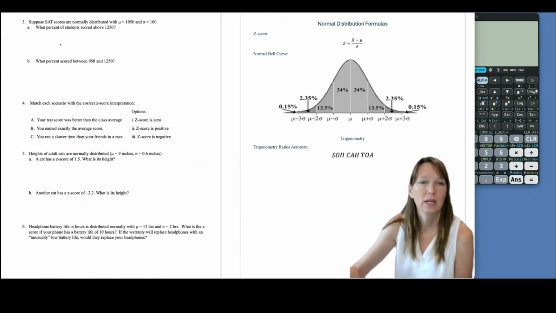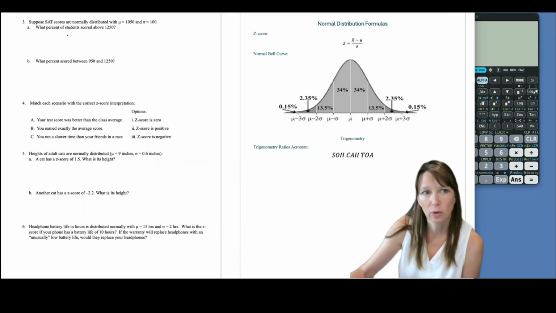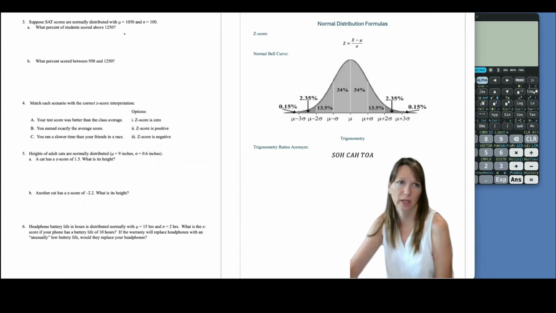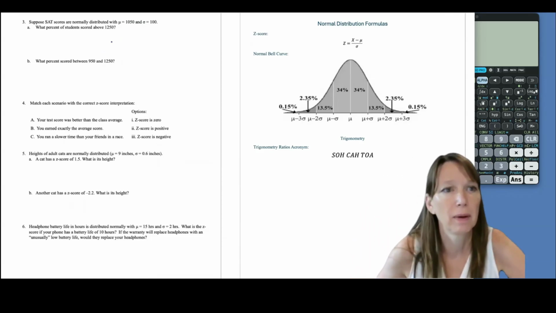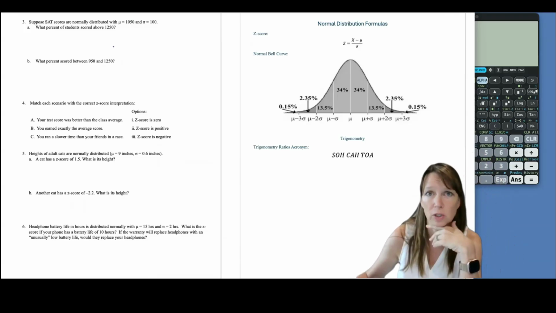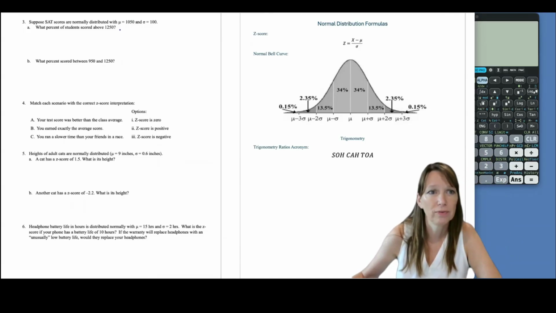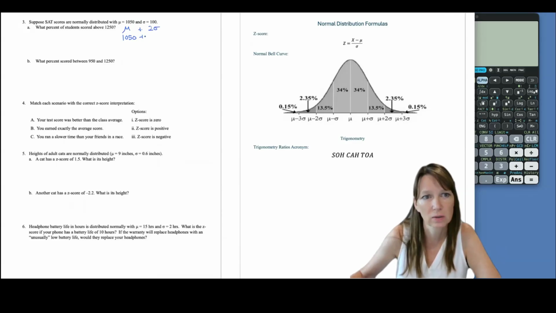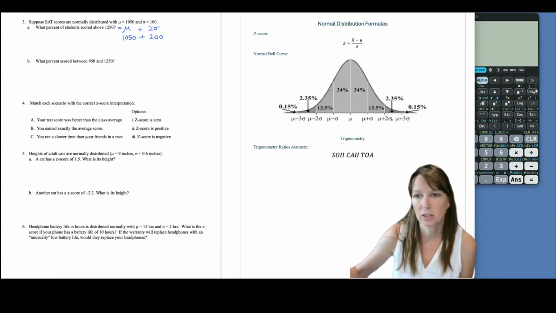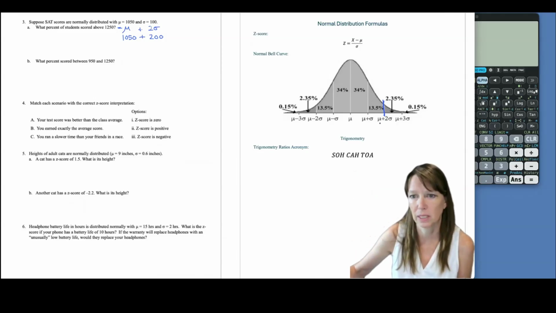Okay, question 3. Suppose SAT scores are normally distributed with a mean of 1,050 and a standard deviation of 100. What percent of students scored above 1250? So what we want to do is figure out 1250 in relationship to the mean, and 1250 happens to be the mean, which is 1050, plus 2 standard deviations. So it's sitting 2 jumps to the right of our mean.